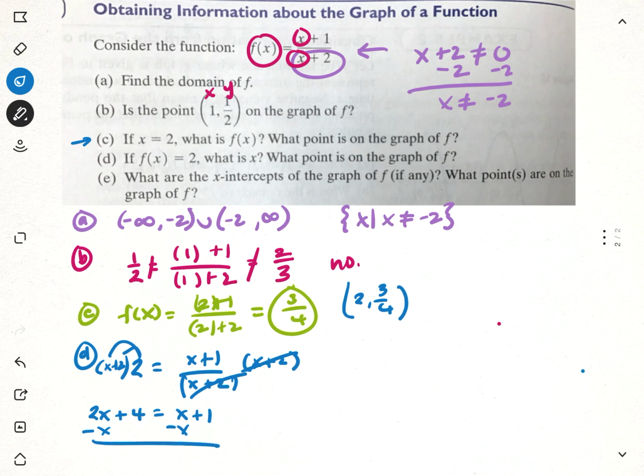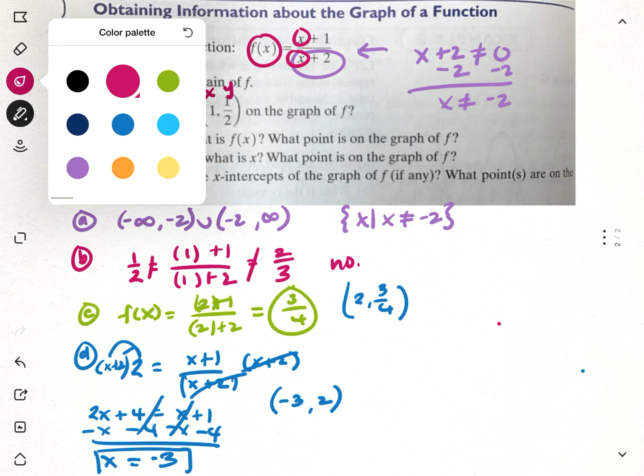Move the x's together. 2x minus x is 1x. I might as well subtract the 4 at the same time. Equals -3. And that's asking us what point, so it'd be -3, 2, right? Because 2 they gave us for our f of x or our y.